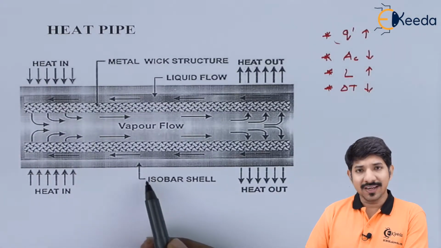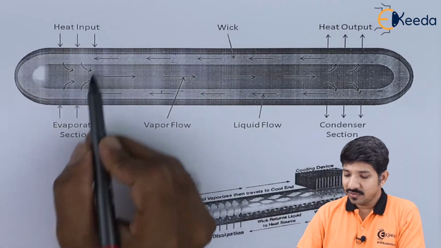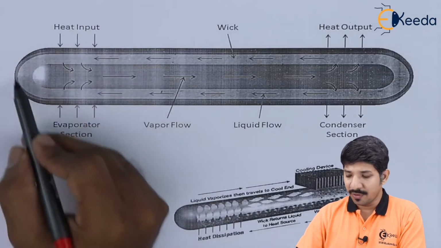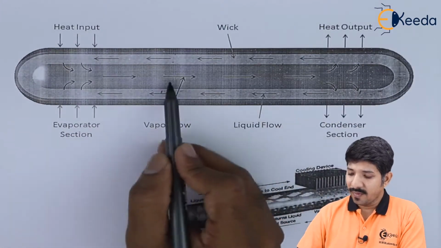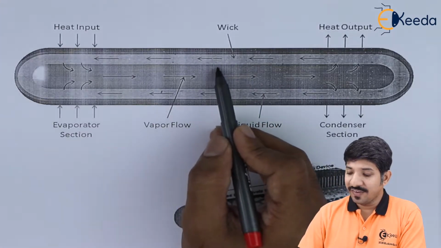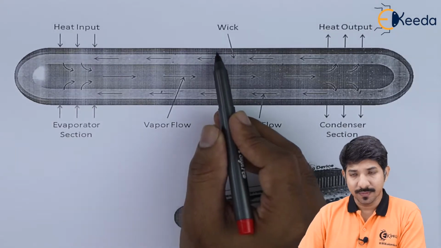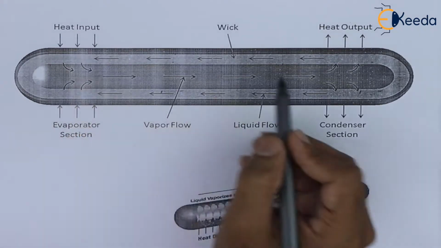Now let us understand the working of the same. For the construction itself, you can see this diagram. So this section is what they call the evaporating section, and this is what they call the condensing section. There will be vapor inside, and then the liquid flows through the wicked section, and then the shell tube. Similarly, here also we can see the heat pipe arrangement. In this case, the condensing unit is provided with fins. Now let us look at the working of the same.